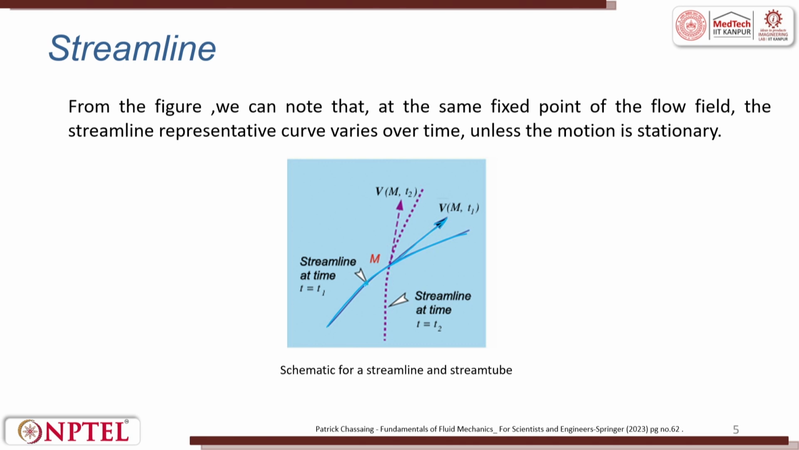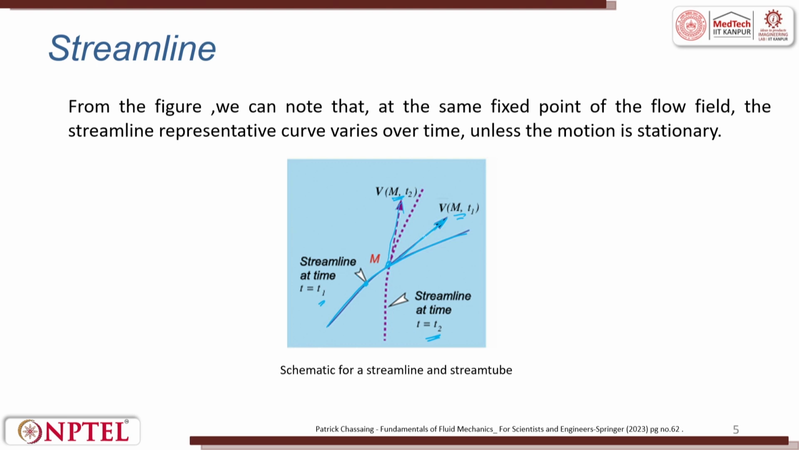This is the streamline at time t equal to T1. Here it is the streamline at time T2. This is T1 and this is T2. If you take a tangent here, the velocity vector is V, given as m comma T2, and m comma T1. The velocity vector is given like this.